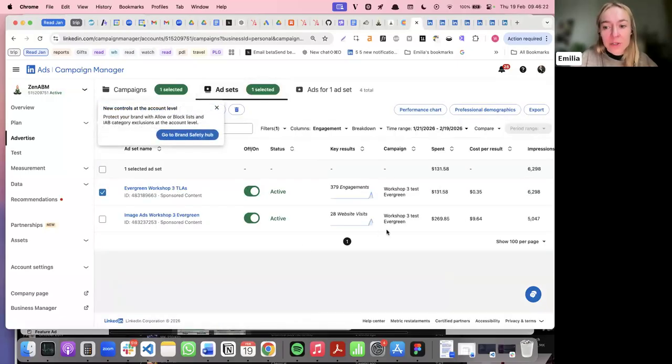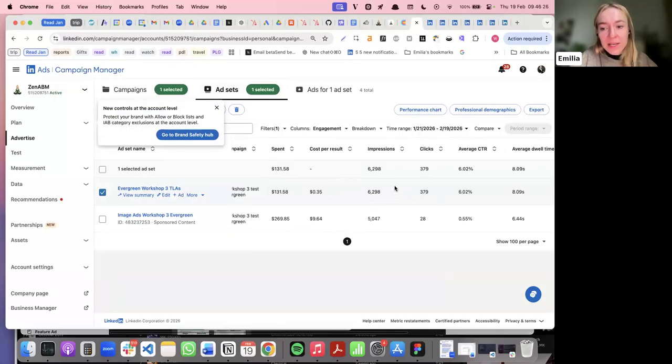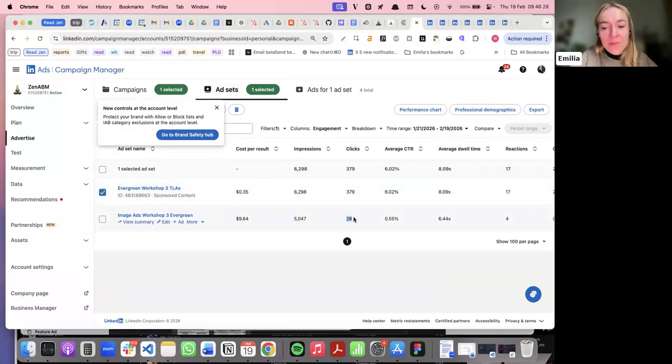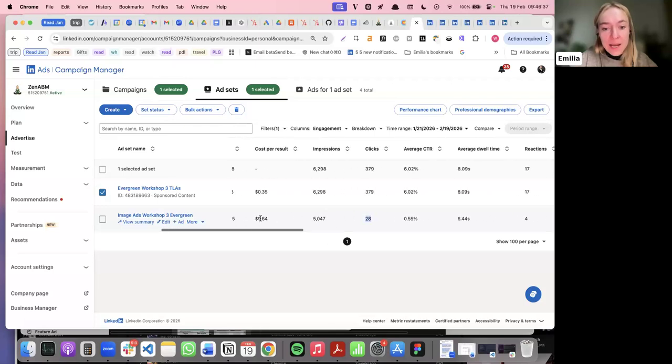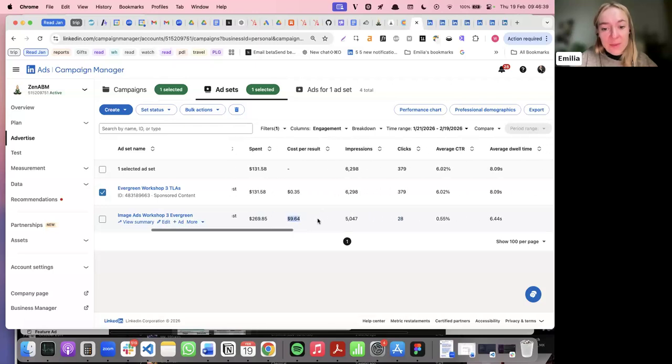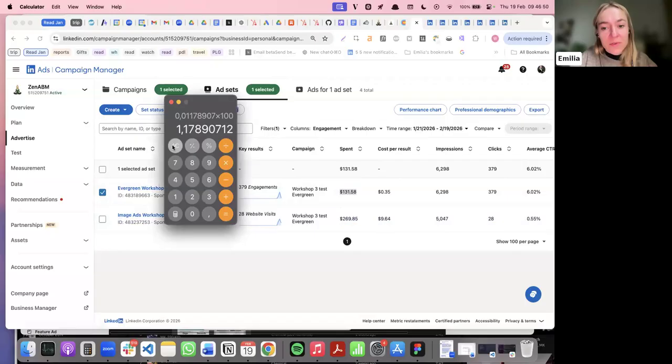So when you compare this and when you compare the spend, interestingly, when we look at the ad sets and how much we spent to get this number of clicks, like you can see on image ads, we got 28 clicks, and these are actual clicks to landing pages. And we have spent $9.64 per click and a total of $269 on these clicks. On TLAs, with just 2 of them and just 2 days, with this CTR, there was 74 clicks.